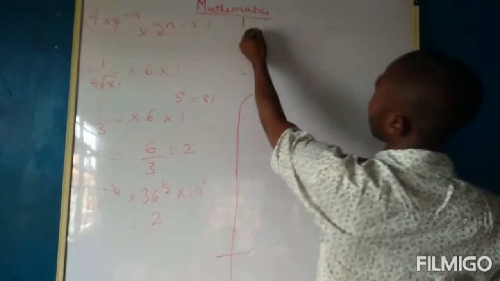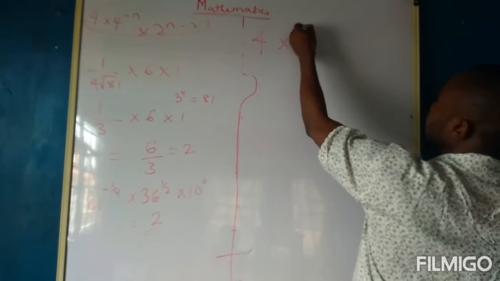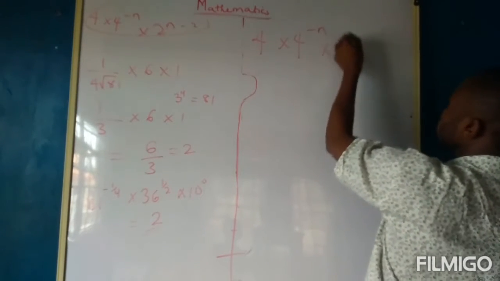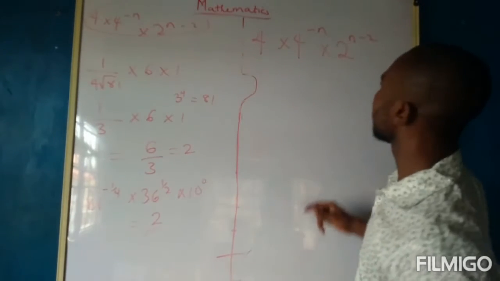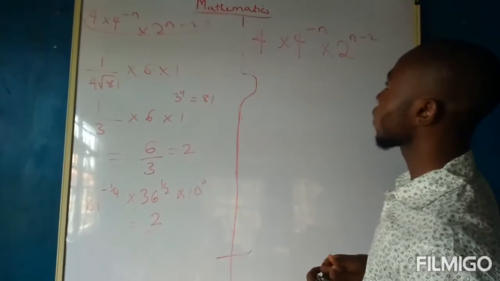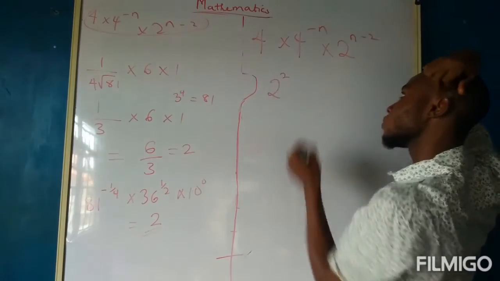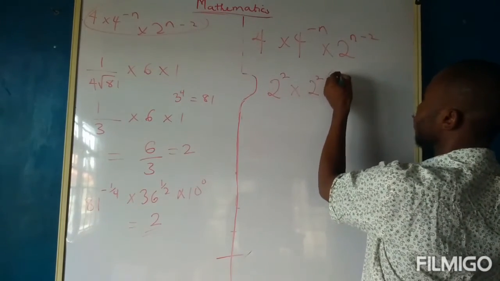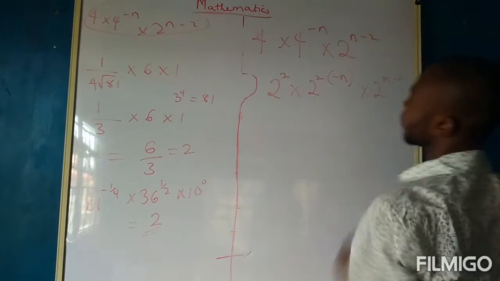Which is 4 multiplied by 4 raised to minus n, multiplied by 2 raised to n minus 2. To make this easier, make all the numbers have the same base, and it's quite straightforward because 4 is going to give us 2 raised to 2, multiplied by 2 raised to 2 in brackets, raised to minus n. Then we have 2 raised to n minus 2.